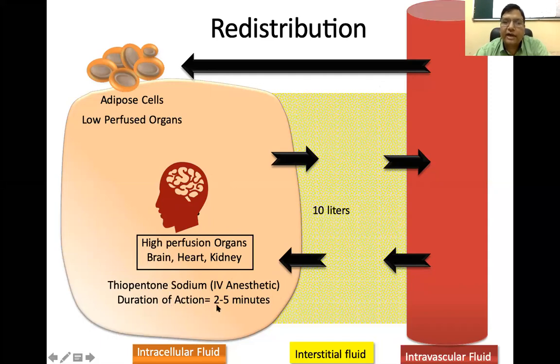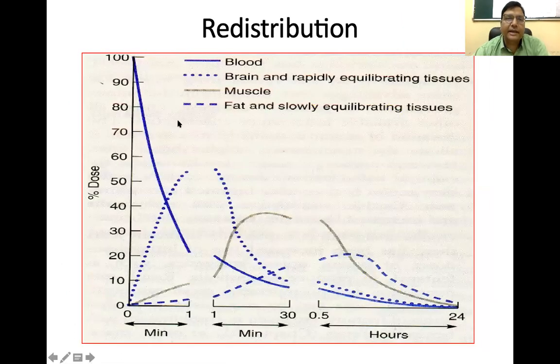So the duration of action of thiopental sodium is 2 to 5 minutes. That means the duration of action is short because of this redistribution from the highly perfused organs to the less perfused organs. Further, I will be explaining.